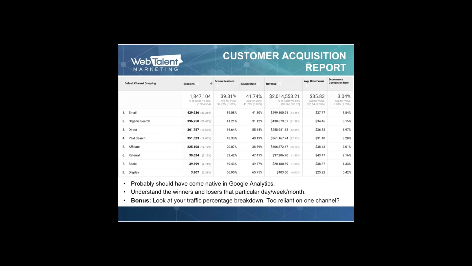As you can see from this example, the channels are pretty blended. There's not one channel that is driving too large a percentage of sessions or of revenue. So they're pretty blended, as well as the average order value.